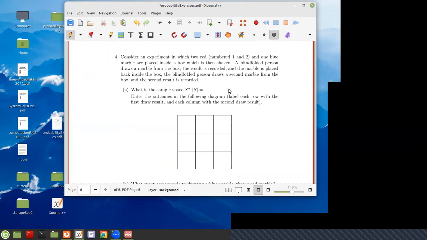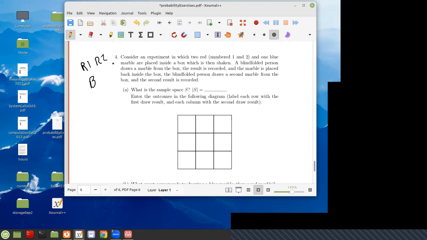Consider an experiment in which two red marbles, numbered 1 and 2, so we have red 1, red 2, and one blue marble are placed inside a box, which is then shaken. A blindfolded person draws a marble from the box, and the result is recorded, and the marble is placed back in the box. The blindfolded person then draws a second marble, and the second marble is recorded. So what's the sample space? Well, it's a little bit complicated to think about.